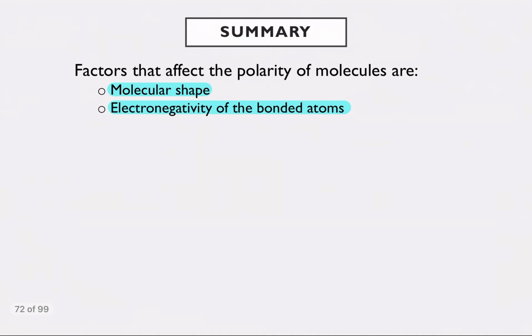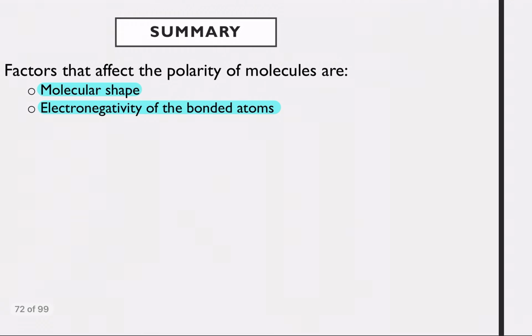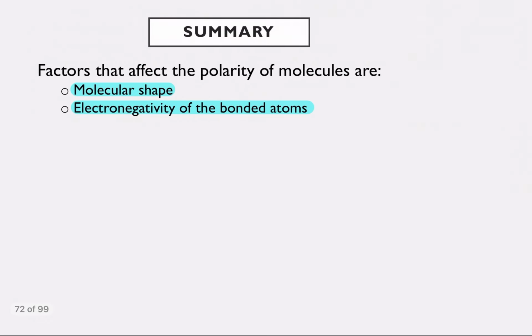Okay, here's just a summary for bond polarity, or sorry, molecular polarity. So the factors affecting the polarity of your molecules will be molecular shape and electronegativity of your bonded atoms. Okay, so we will continue with 4.3 in the next video. Thank you.